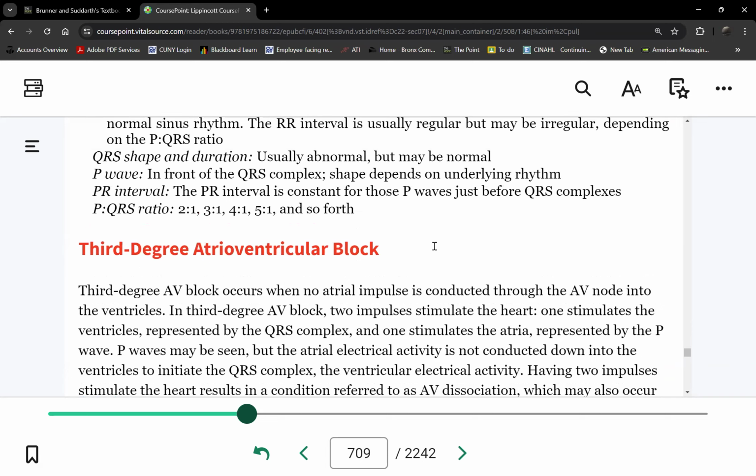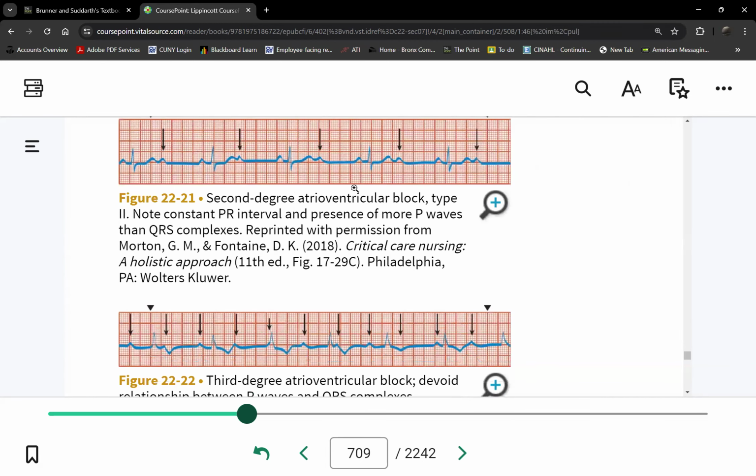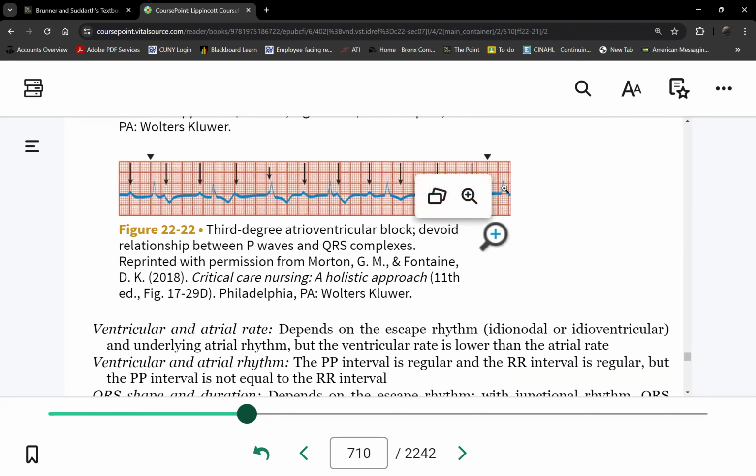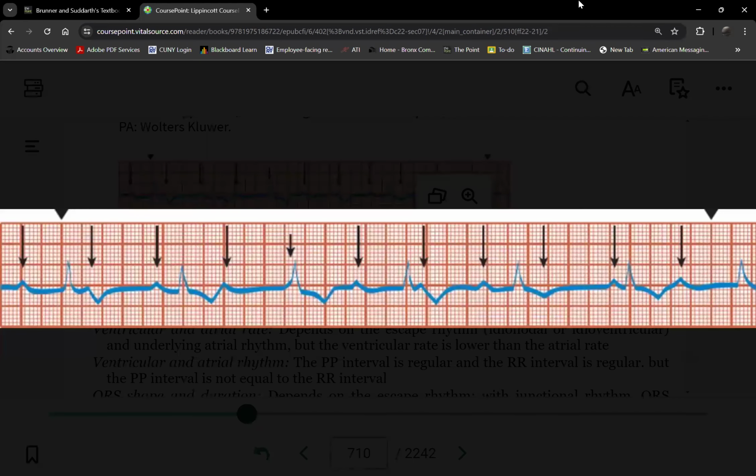The third degree heart block, however, is the most serious. Third degree heart block is this. Let me get my marker.